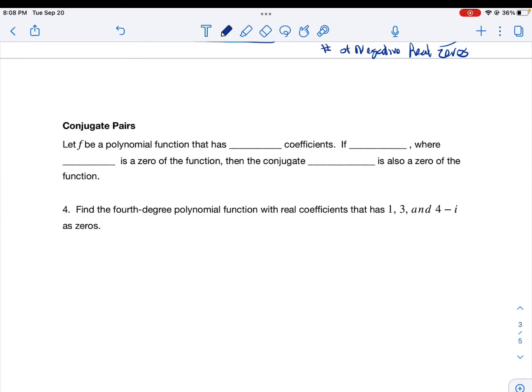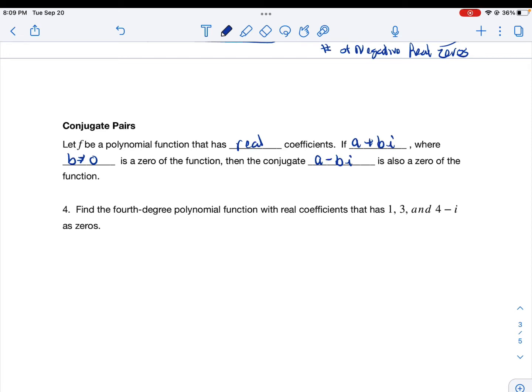All right, so what to do if we have some that are not real zeros. Then we look at conjugate pairs. So basically what this is saying is if f is a polynomial with real coefficients and if a plus bi is one of your zeros of the function, then a minus bi is also a zero of the function. So complex numbers come in pairs when you're looking at solutions of polynomials with real coefficients.